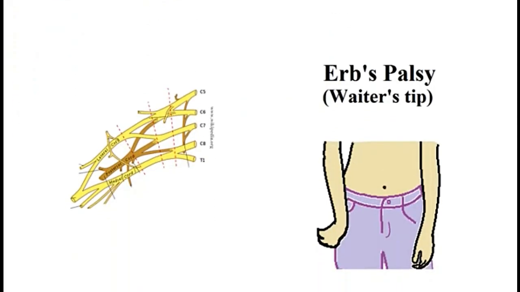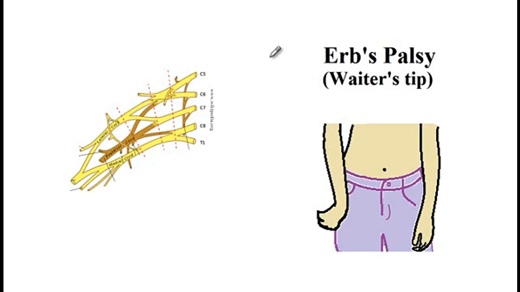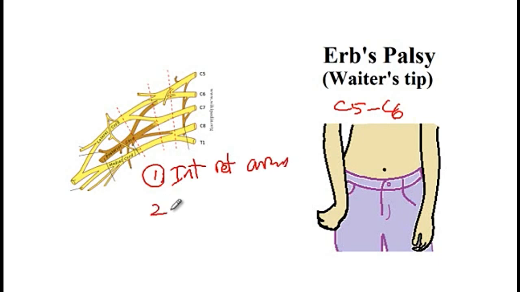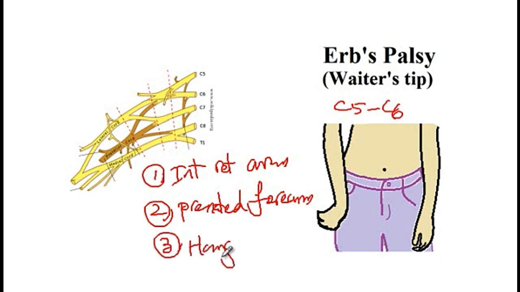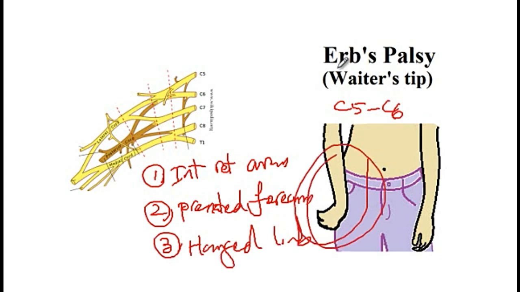So here I'd like to go over the features of these palsies. With Erb's palsy, which is due to damage to the C5 and C6 nerve roots, these patients present with internal rotation of the arm, pronated forearm, as well as a hanging limb. Here I've provided you an image, and the other name for Erb's palsy is waiter's tip.